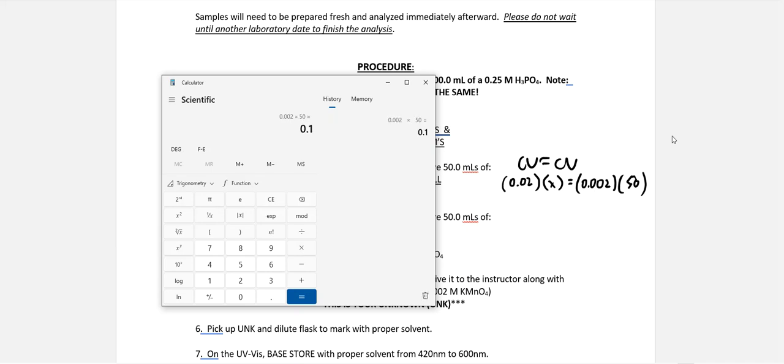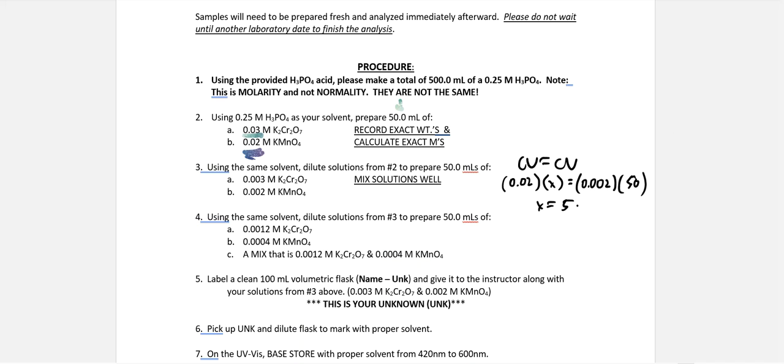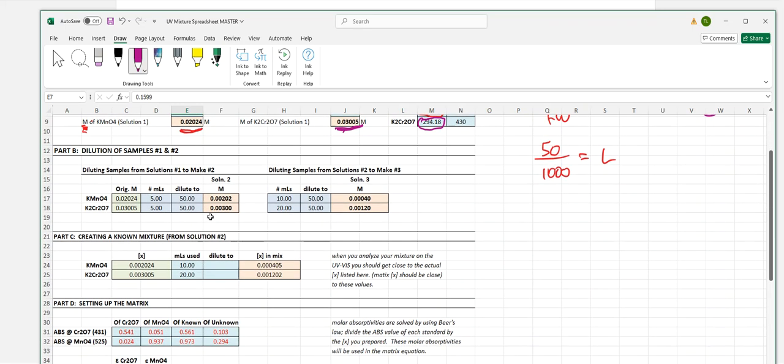That gives me a number. That's 0.02 times x, so we do the opposite, which is divide by 0.02, and that will give me a 5. So it looks like what should have happened here is that I should have taken 5 milliliters of the chromium, or sorry, the manganese, 5 milliliters of the manganese, and diluted to a total volume of 50. All right, so in the spreadsheet, it's going to ask you that under part B.